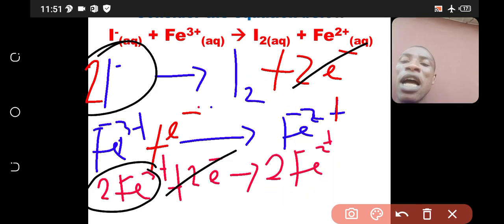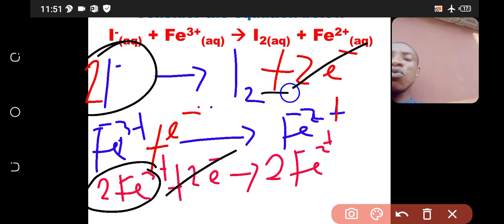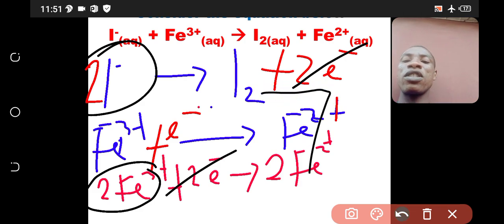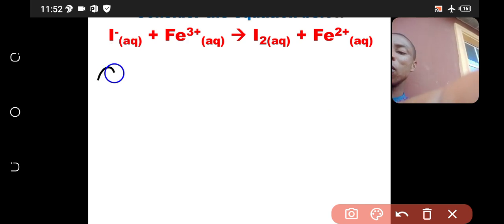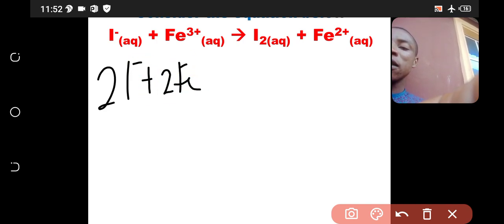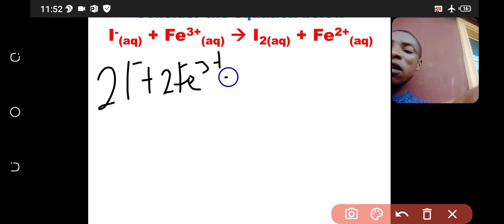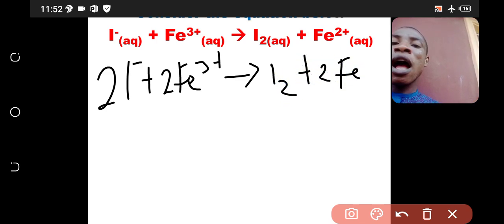So that will give us 2I minus. Let me just open a new one. So I'm doing 2I minus plus 2Fe3+, giving us I2 plus 2Fe2+.